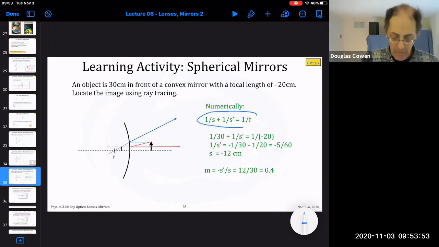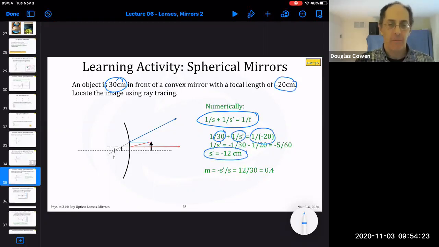So numerically, we use that expression there, just as for lenses. The object is at 30 centimeters, so that's what S is. S prime is what we're trying to find, and the focal length is minus 20 centimeters, following the convention that was shown earlier. If you put all these things together, you can solve for S prime as minus 12 centimeters. So that kind of makes sense. The object is 30 centimeters out in front of the mirror, and the image is 12 centimeters behind it, hence the minus 12. So the ray tracing is consistent there.